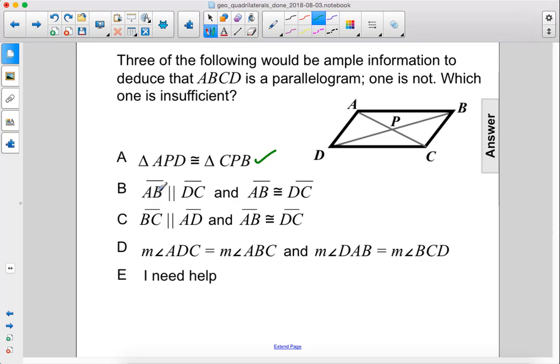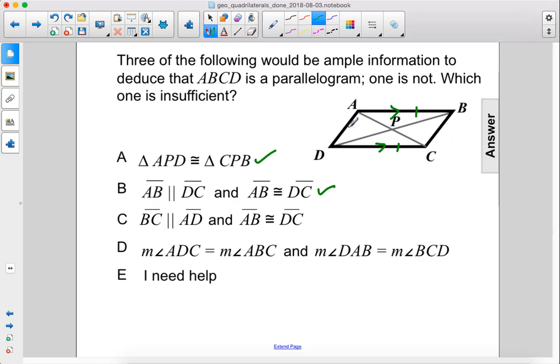Okay. AB is parallel to DC, and AB is congruent to DC. This is enough information to deduce that this is a parallelogram. When opposite sides are parallel and congruent, you have a parallelogram.